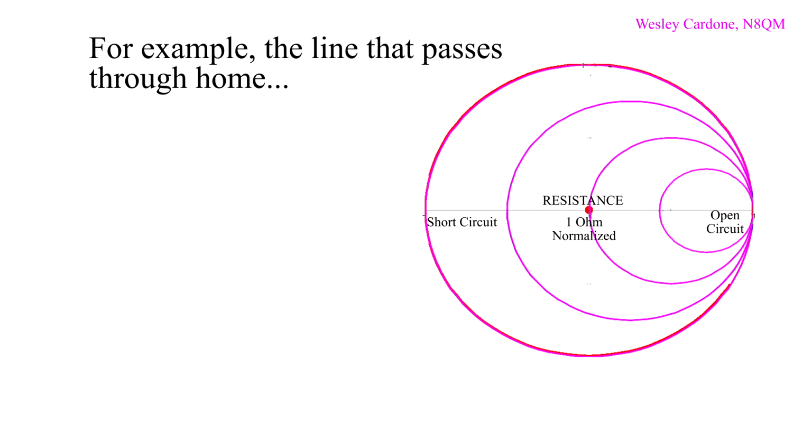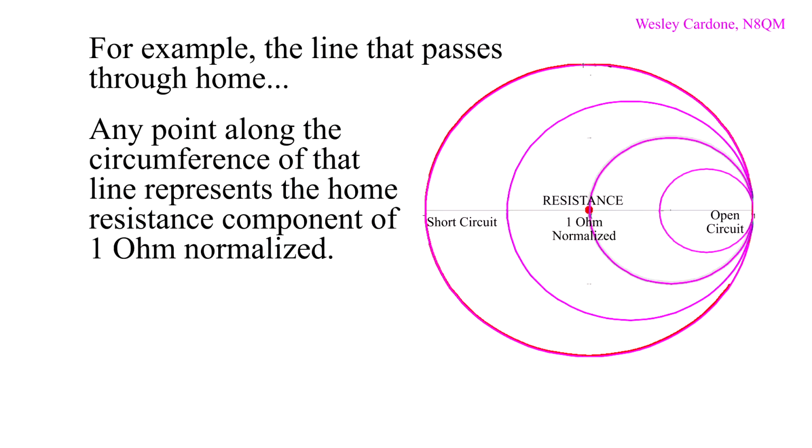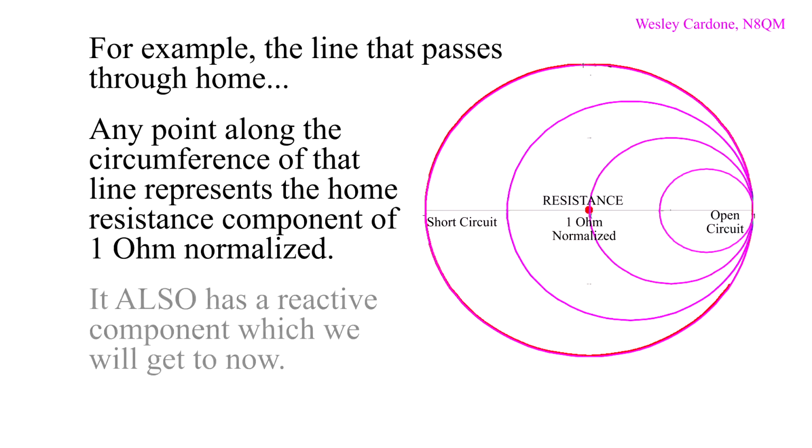Look at the bolded line passing through home plate. That value has a 0 imaginary component because it is actually on the horizontal line. But now, let's carry this concept to the next level. Any points along that entire purple or emboldened circle still have that same real resistance component, but now the imaginary component is no longer 0.